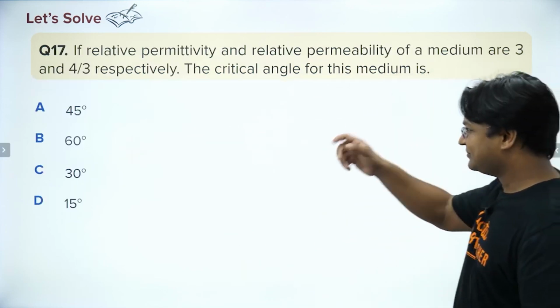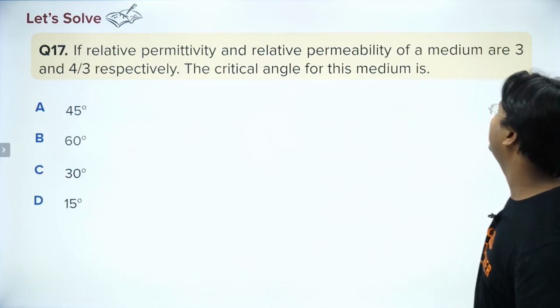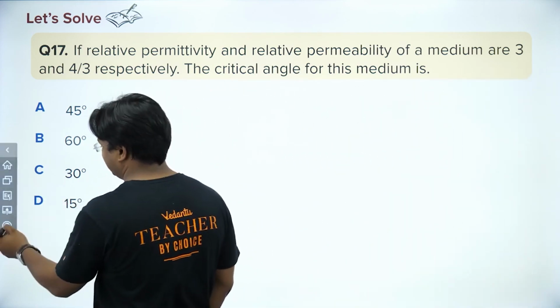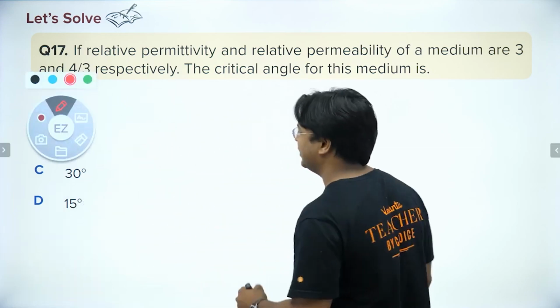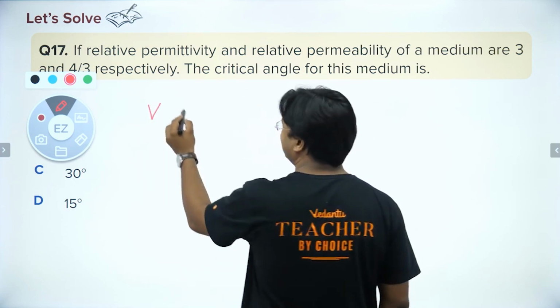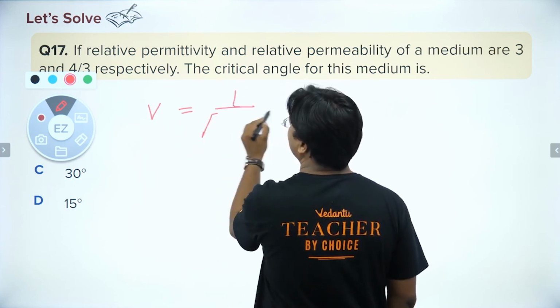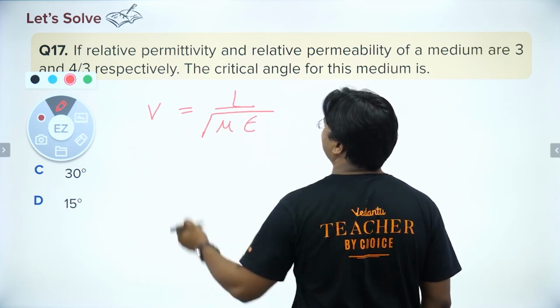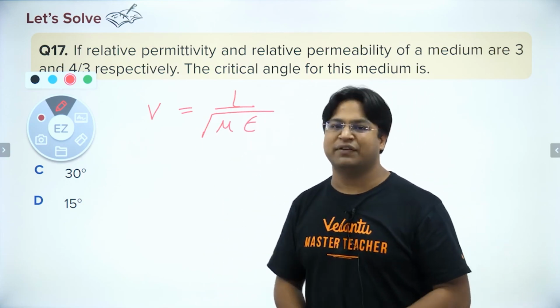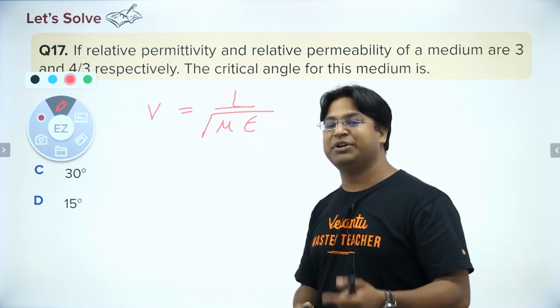So, if relative permittivity and again guys, now this is a question which is based on this particular formula. Okay, this formula is a common one. One is generally taught this formula, like speed of light in a medium is 1 by root of mu into epsilon. Like, mu is the permeability of the medium and epsilon is the permittivity of the medium. So this is the expression for speed of light in that medium.